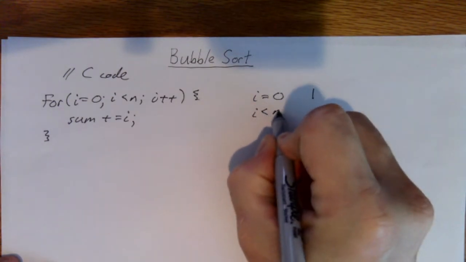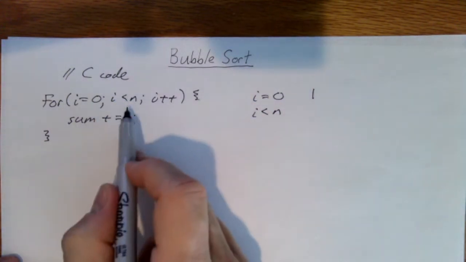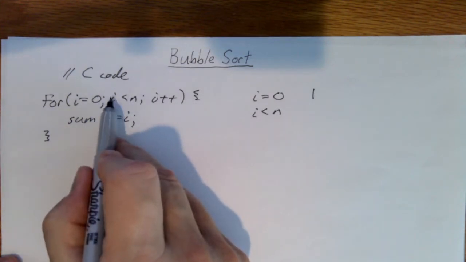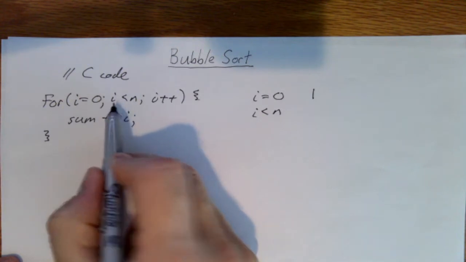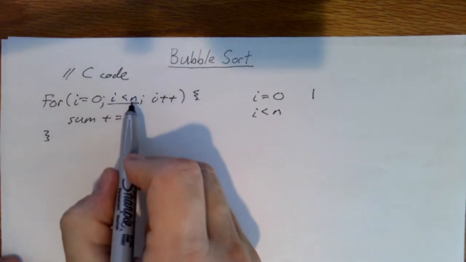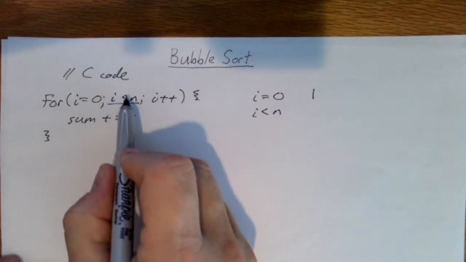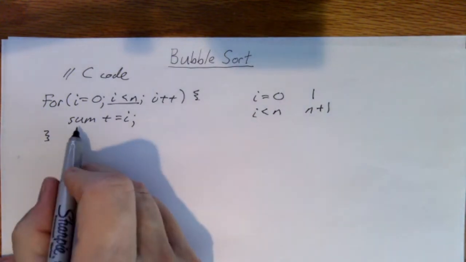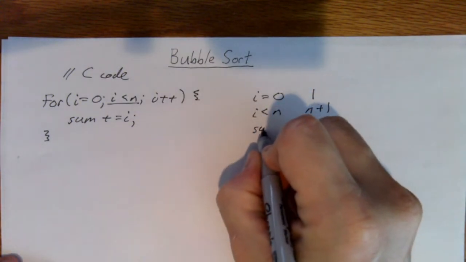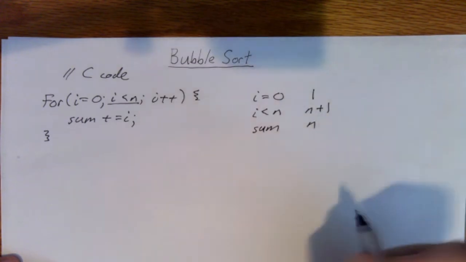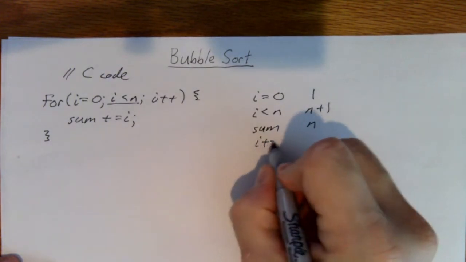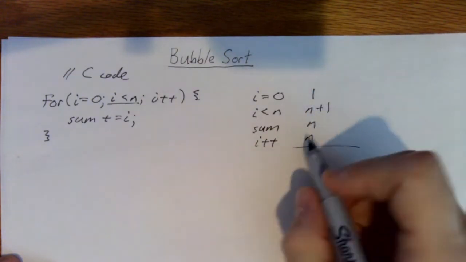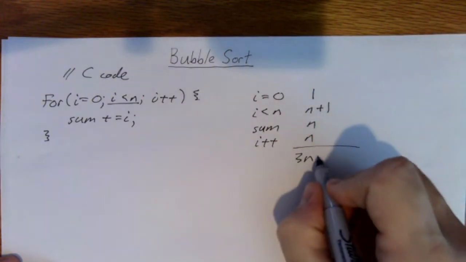So once again, we execute i equals zero exactly once. The question i less than n, how many times does that operate? Well, you think the loop runs n times because we start at zero and keep going as long as i is less than n, but we have to eventually have this fail. So this part right here actually executes one additional time. So this is n plus one. Sum plus equal i, I'm just gonna write sum here. That executes n times, and i++ also executes n times. So what we get from this is n plus n plus n is 3n, 1 and 1 is 2.